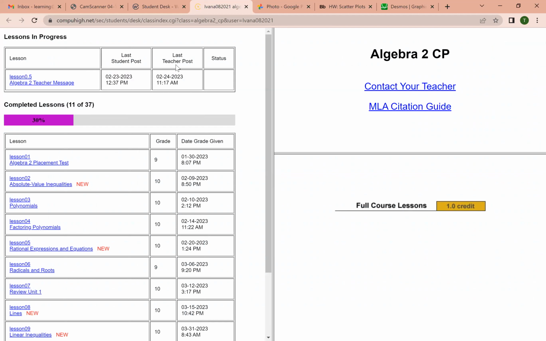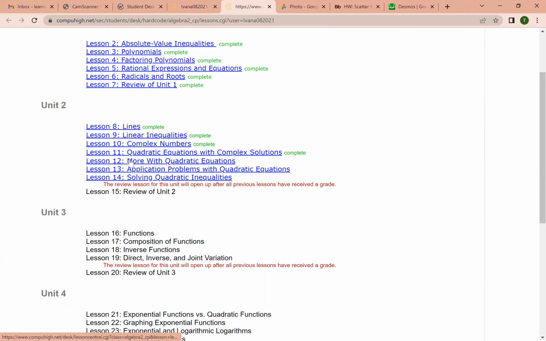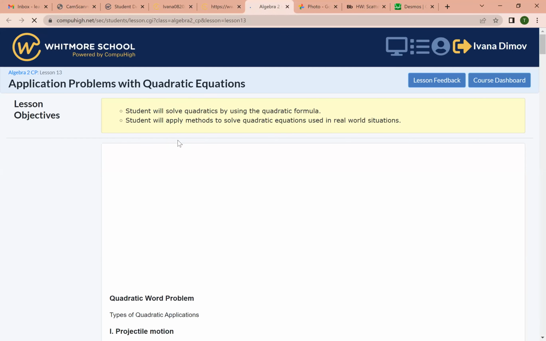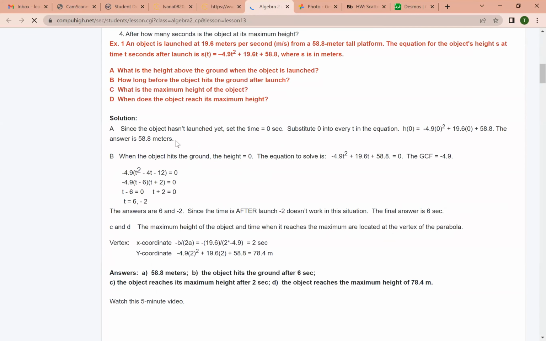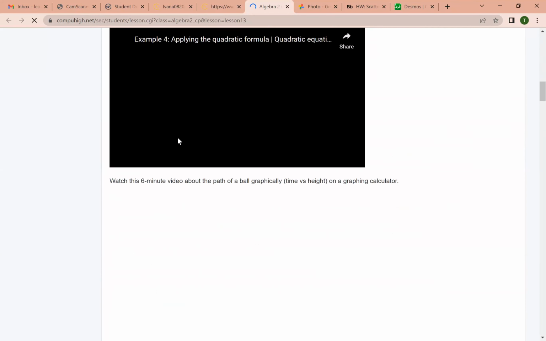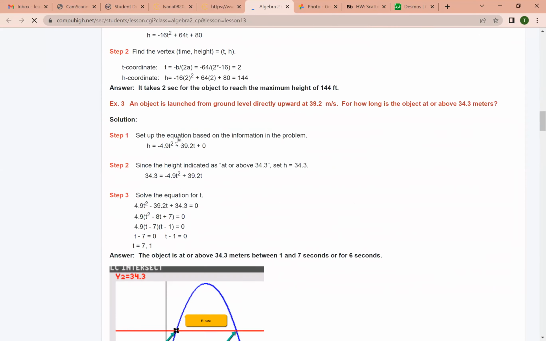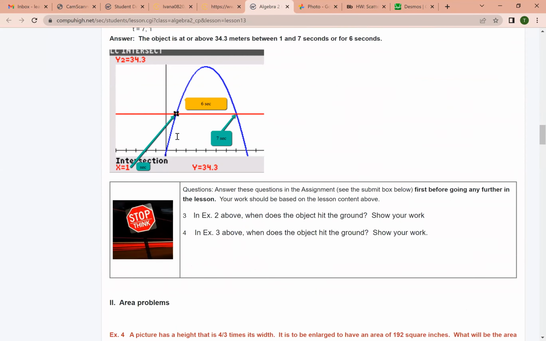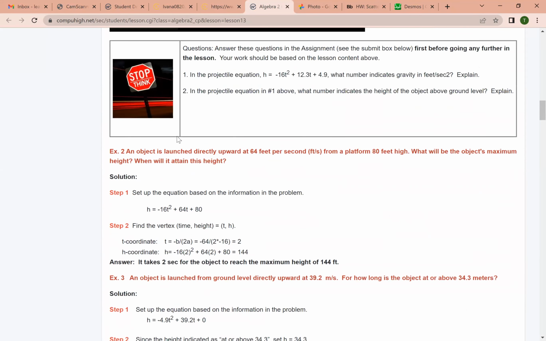Yeah, there you go. Go to the full course lessons. That's where you can see everything. Right, and then it shows you all the different types of lessons. I got it. So the next time when you log in, now you know where to look. Okay, now we're just looking for example 2. Ah, here it is. Okay.